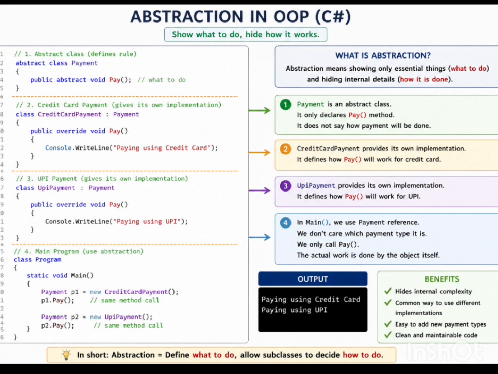So as for abstraction, abstract means incomplete. In general terms, it is incomplete or basic. It is basic things you can say. So what is abstraction? Abstraction says what to do, it just says what to do, it will not tell you how it is done. That is what it means in a programmatic way.